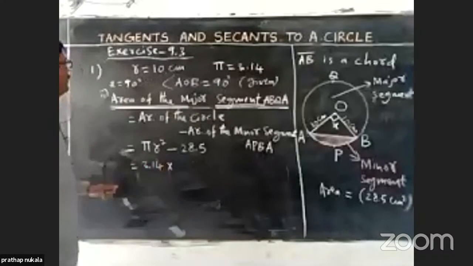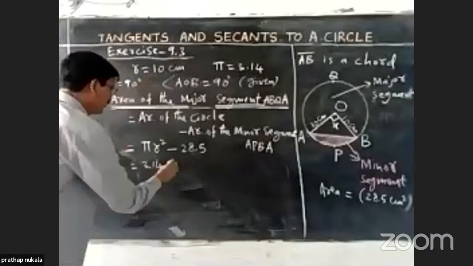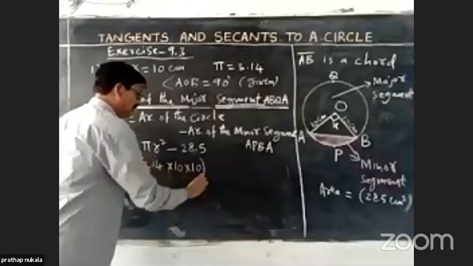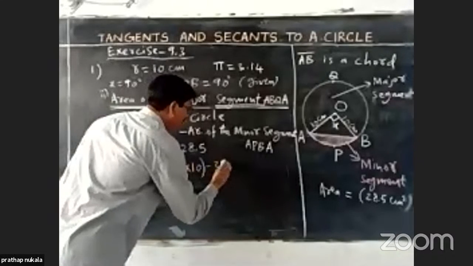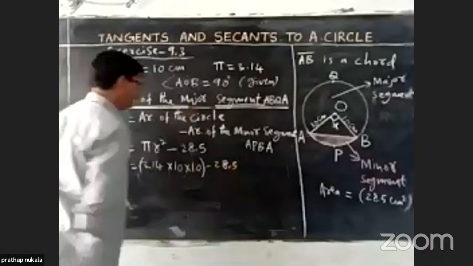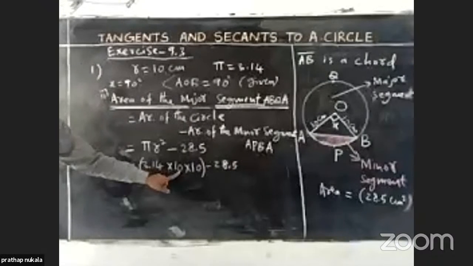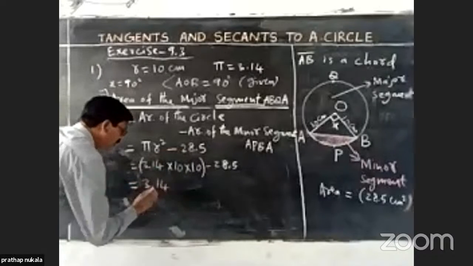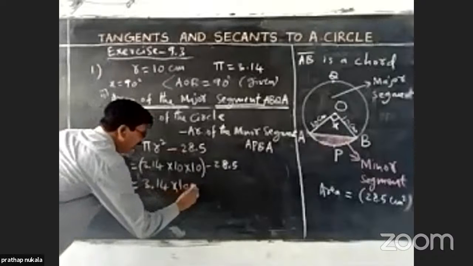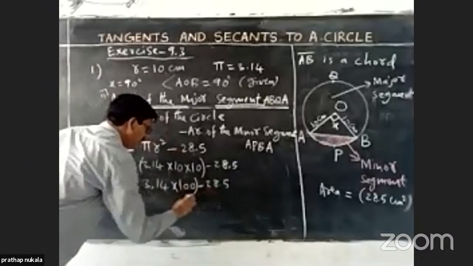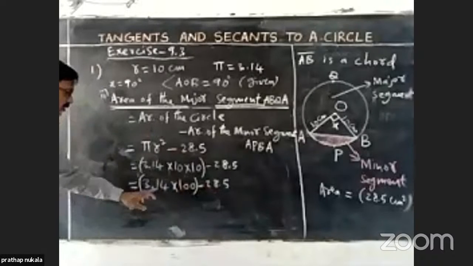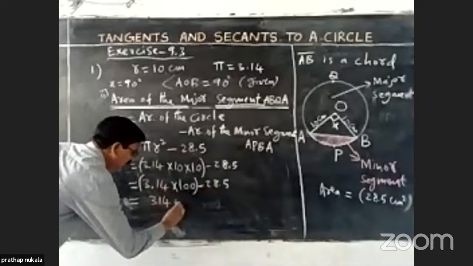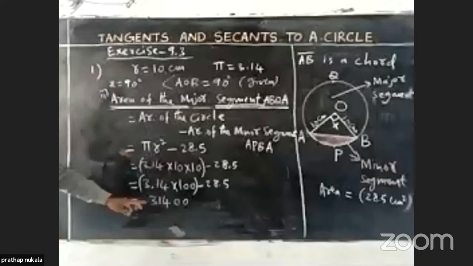into r square. What is r square? 10 square, or 10 into 10, minus 28.5. Okay, pi r square. R is 10. 10 into 10 minus 28.5. Okay, now 3.14 into 100 minus 28.5. Okay, now multiply 314 with 100. We are getting 31400.